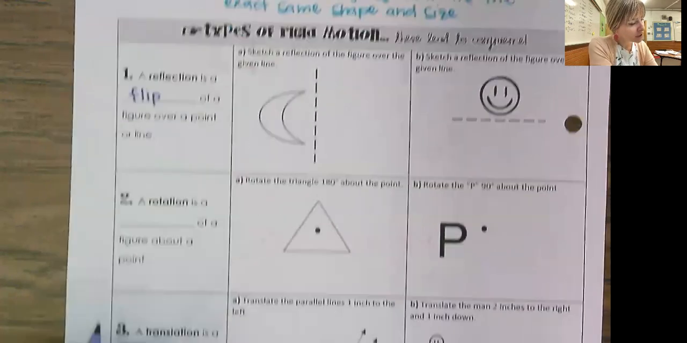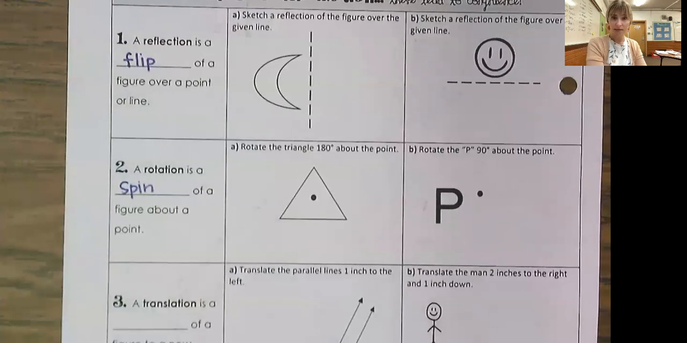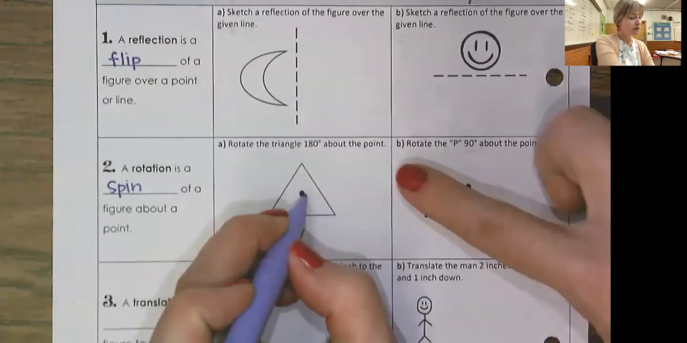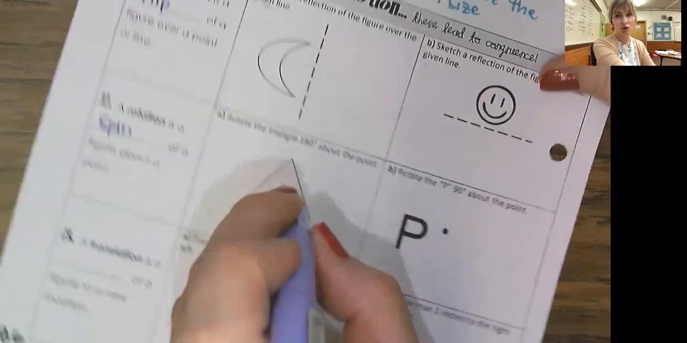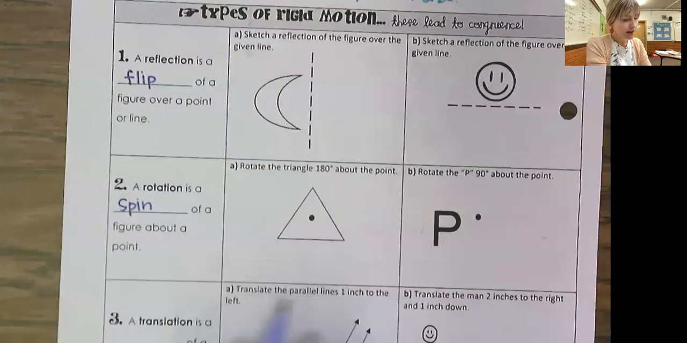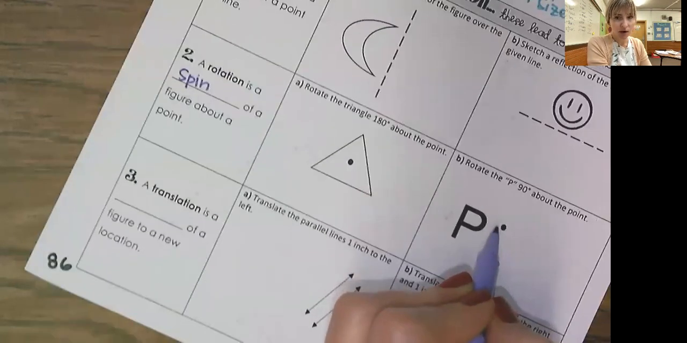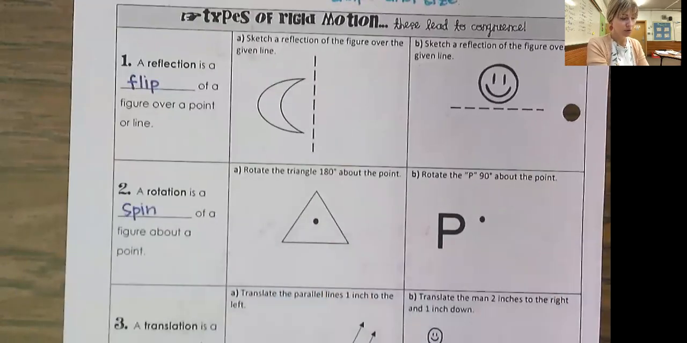Okay. A rotation is a spin of a figure about a point. So this one, rotate the triangle 180. I'll give you a tip here with a rotation. You can actually physically turn your paper 180, which would flip it upside down, and then you can sketch that. This one, 90 degrees. You can go either direction, but go 90 degrees about that point. So I'll let you sketch those.